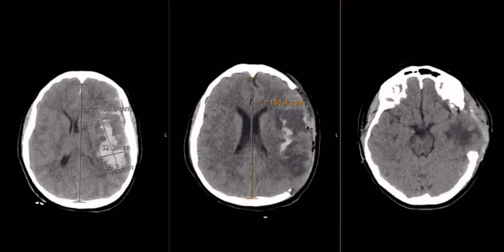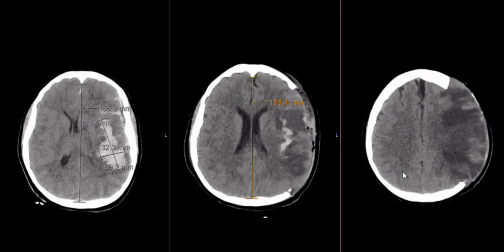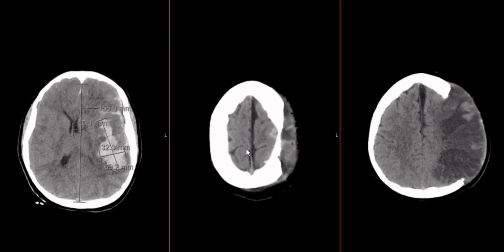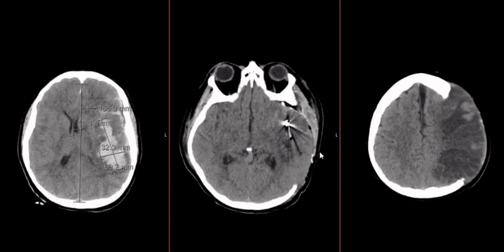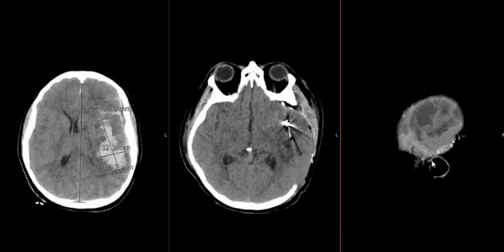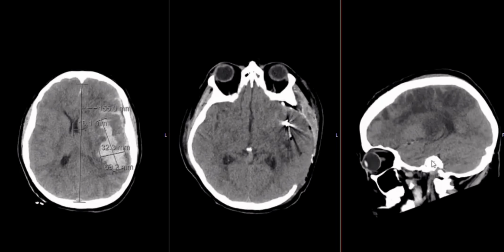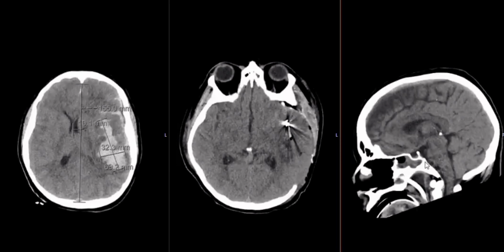I don't know if there's an EVD in there. There isn't one in there now. I don't know if there was one here. I don't see one on this. No EVD. Straight to craniectomy. What is the purpose of the EVD? What kind of fluid? CSF. Which stands for? Cerebrospinal fluid.